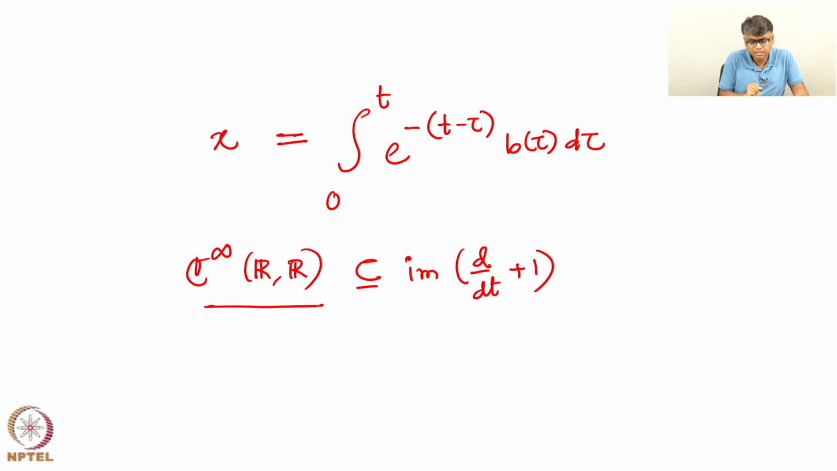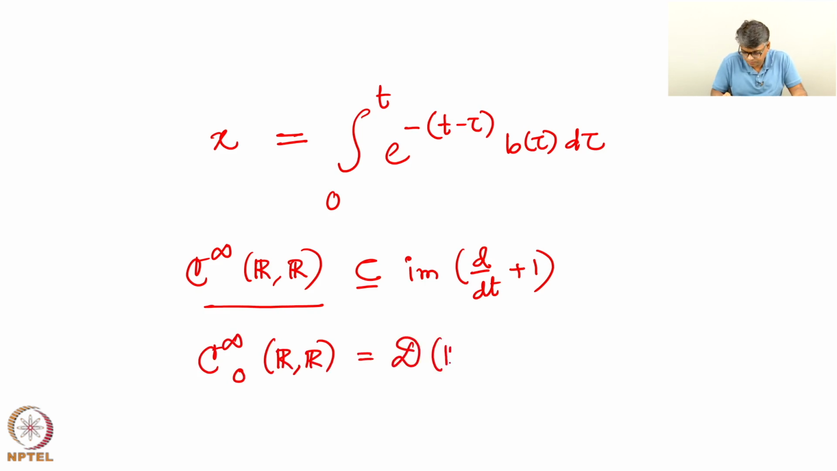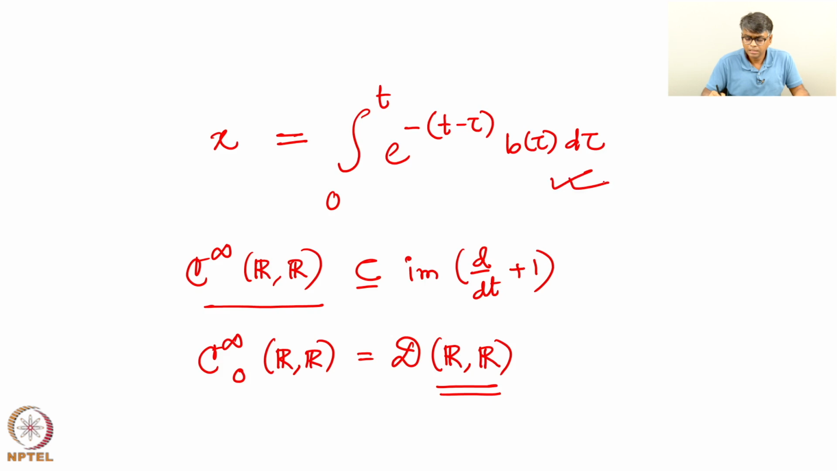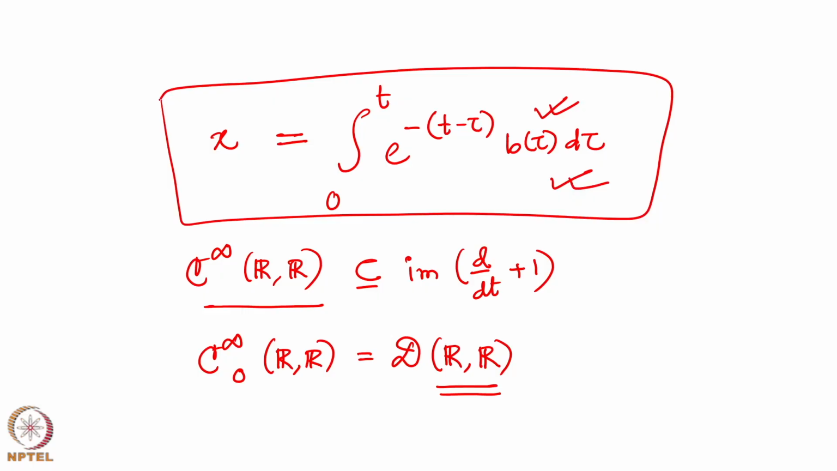Things will change drastically if you change the function space. If instead I want solutions in C infinity 0, which is also denoted by D, the compactly supported functions, I will not be able to write these things so easily. Indeed, when you are doing this convolution integral, even if B is compactly supported, the result need not be compactly supported. So let us shift all of this to the compactly supported case.